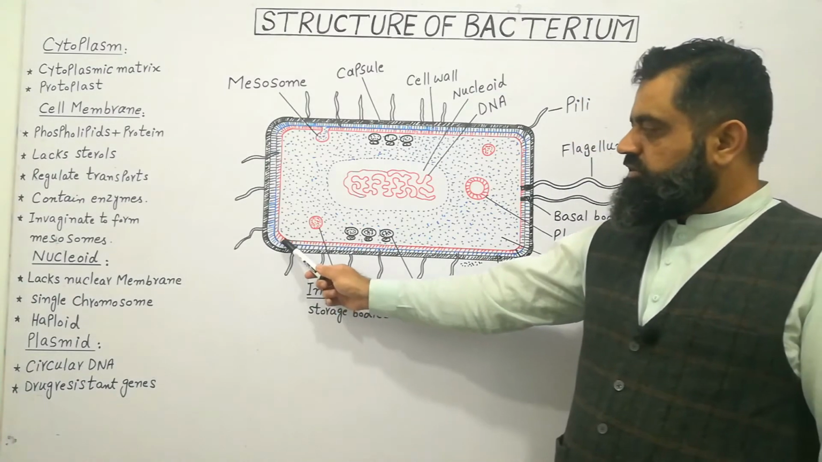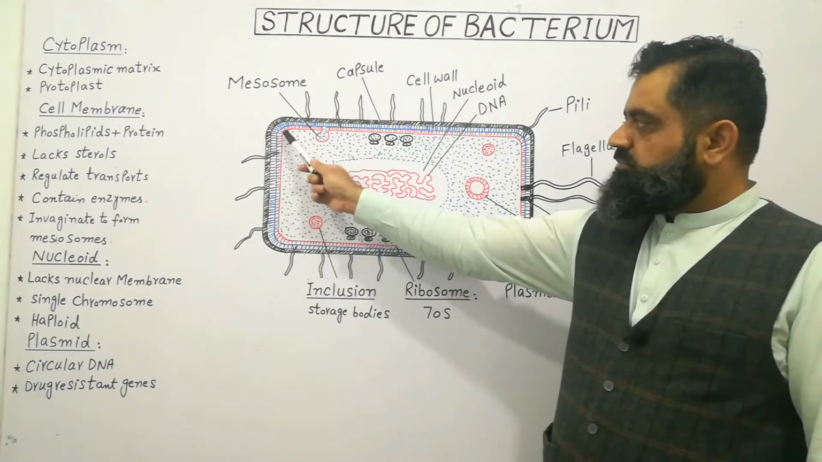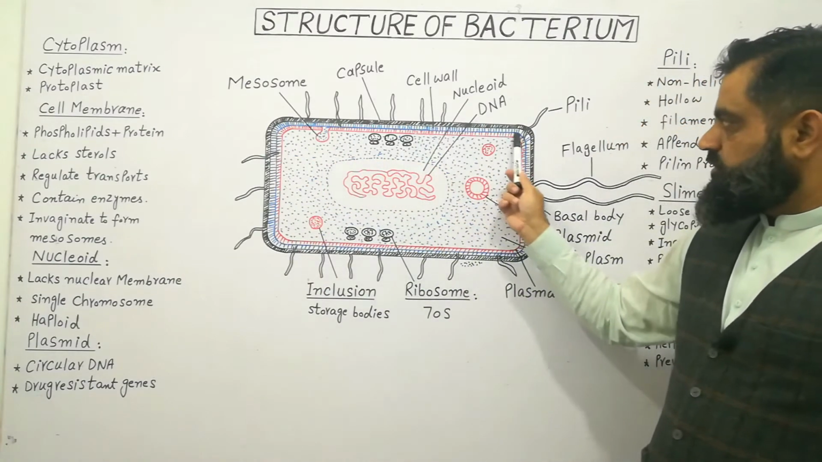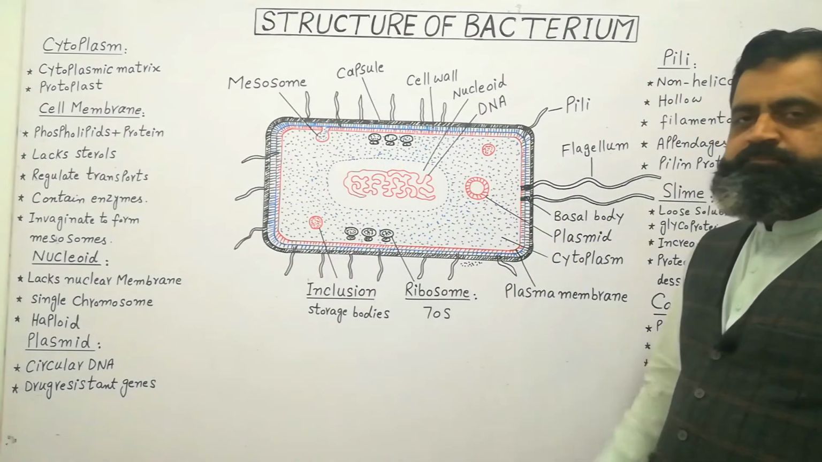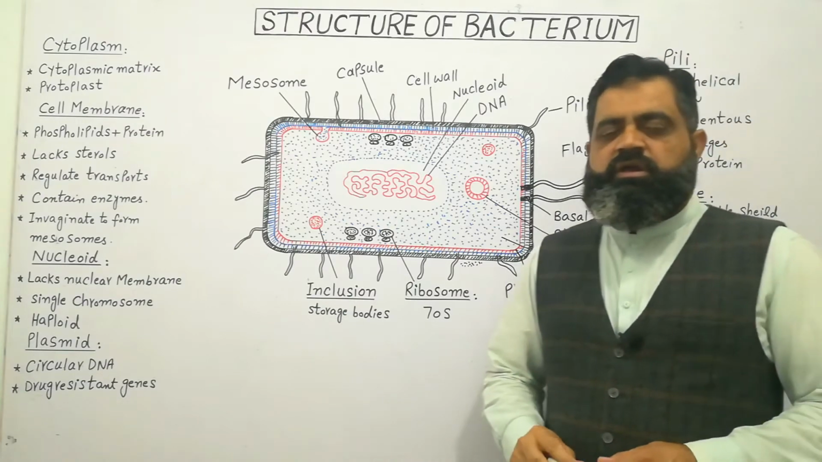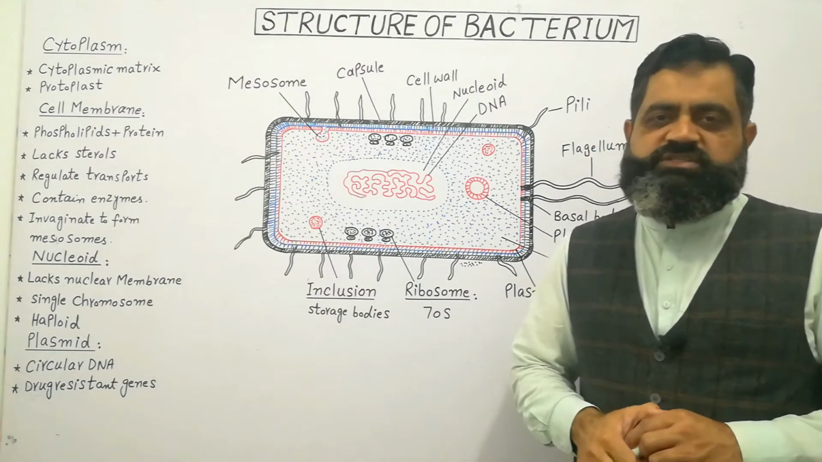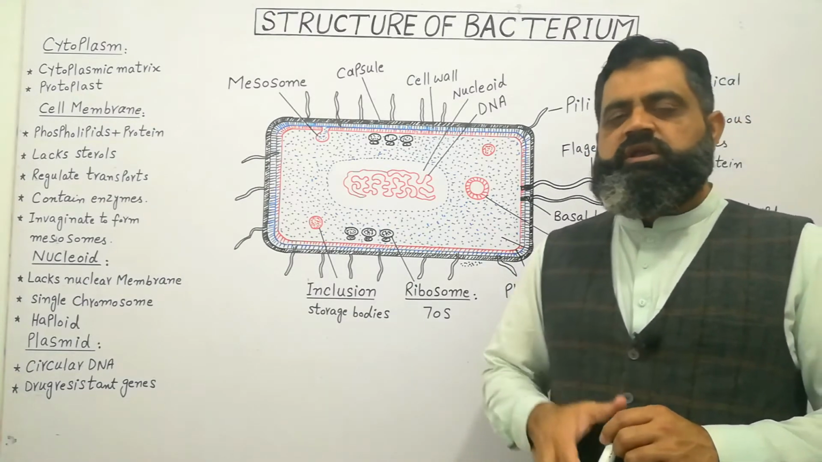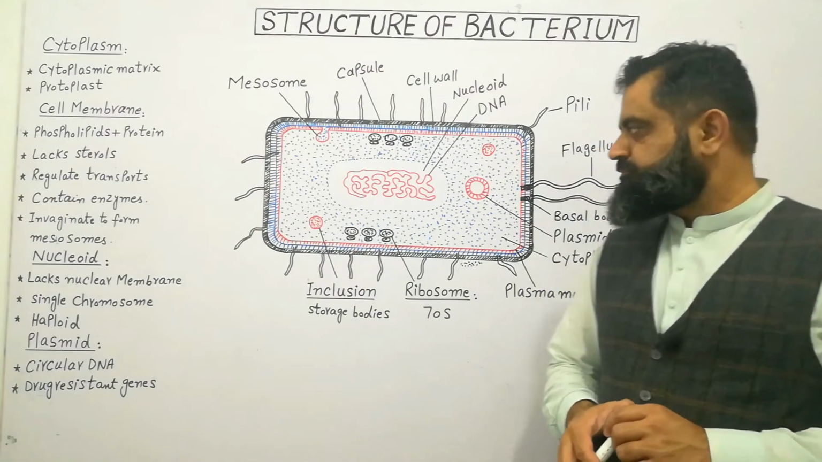Inside the cell wall, if you look at the diagram, the red colored portion is known as the plasma membrane. Plasma membrane is the thin layer of the cell which protects the inner compartment of the cell.